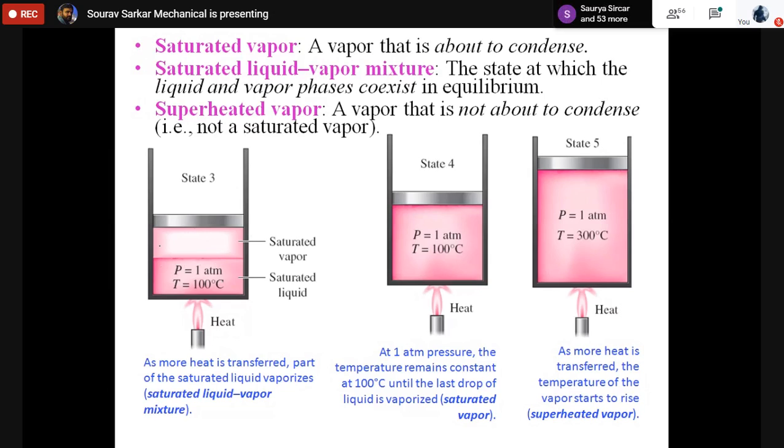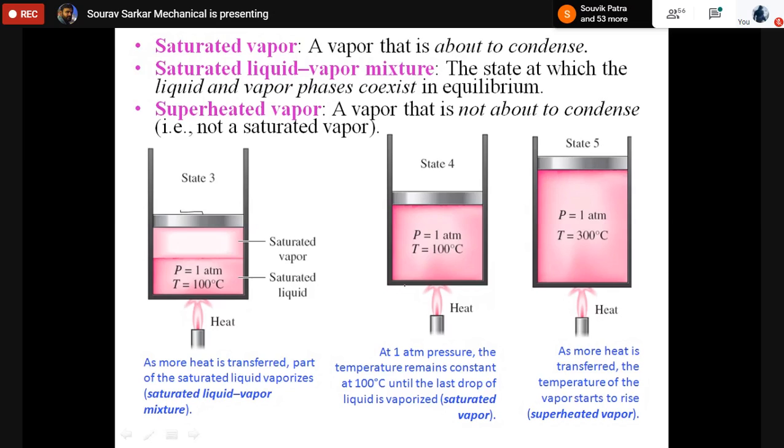Now, if we gradually heat it, after some time the liquid layer will slowly come down and more vapor will be generated. But during this process, the pressure is still constant, 1 bar. So after some time, the whole thing is converted into vapor. Now it is 100 degrees Celsius, and the whole thing is converted into vapor. This is called saturated vapor. You got my point? This is called saturated vapor.